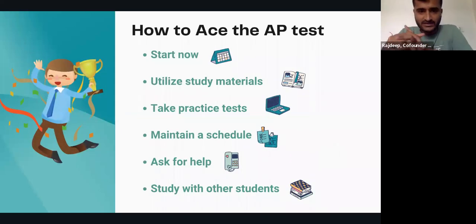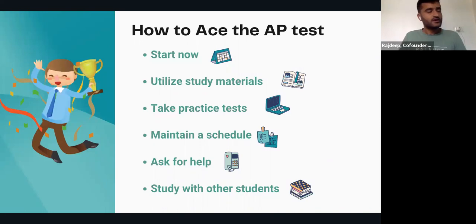How do you ace the AP test? Again, this is a very generic discussion, as this has to be done on a very personalized one-on-one basis. However, let me give you some generic guidelines. Start now. Start as soon as possible. One of the reasons is that AP happens only once a year. It's not like the SAT. If you miss the cycle, you miss the cycle. The next AP is happening in May 2023, so you should start as soon as possible.